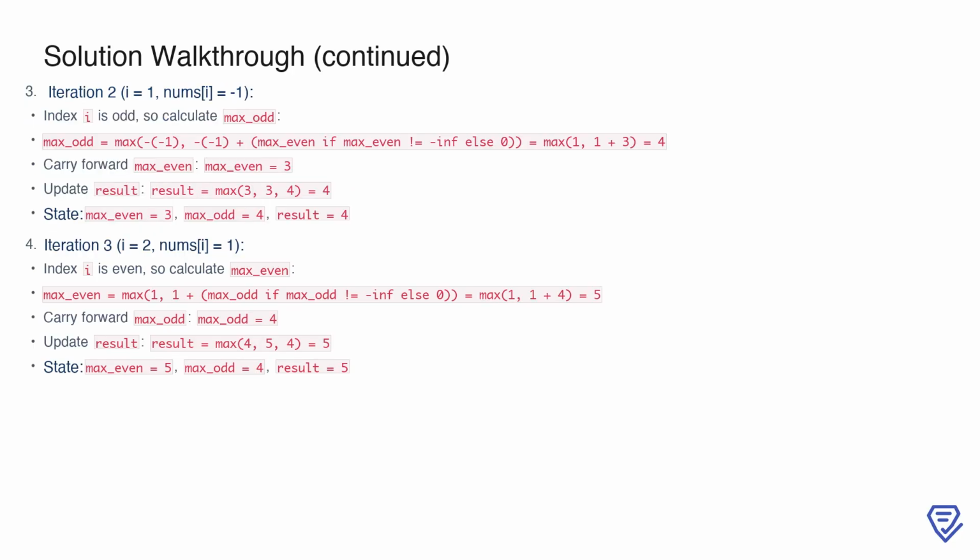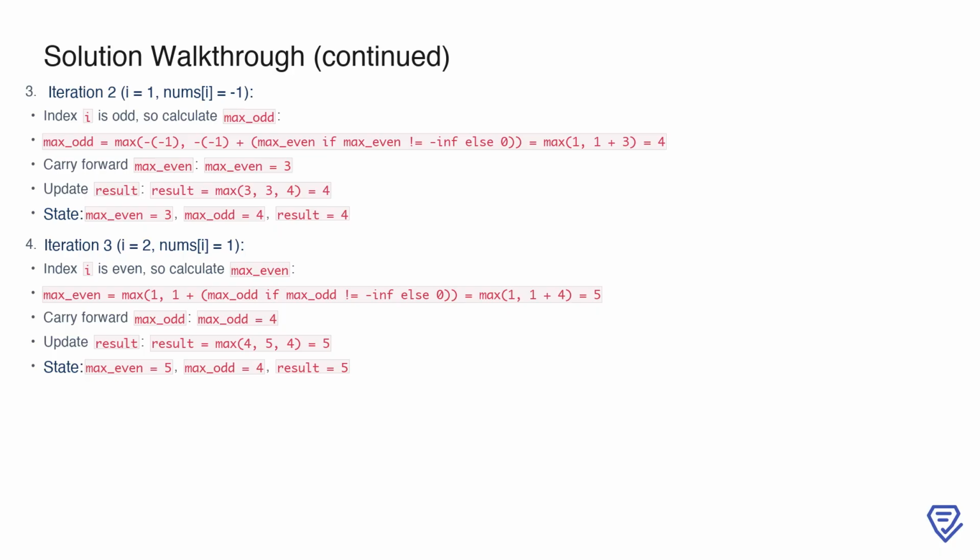Next, in the second iteration, we examine the element at index 1, which is -1. Since the index is odd, we calculate the new value of max_odd as the maximum of the positive version of this number, which is 1, and 1 plus max_even if it exists. Here, max_even is 3, so the calculation gives us max_odd equals max(1, 1 plus 3), resulting in 4.